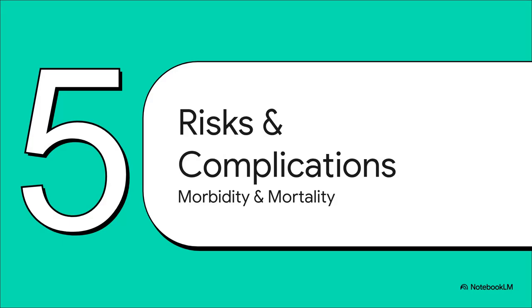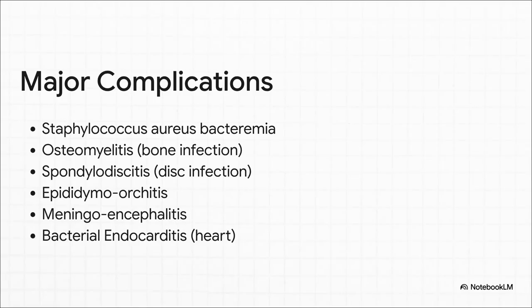But even with the absolute best prevention, infections can still happen. And when they do, we need to understand just how serious the fallout can be, because the potential for significant morbidity and even mortality is very real. The real danger is when the infection breaks containment. If Staphylococcus aureus escapes into the bloodstream, it's like a spark that can start fires all over the body. This can lead to absolutely devastating complications, like osteomyelitis, that's an infection in the bone itself, spondylodiscitis, an infection of the disc space, or even far-flung problems like meningoencephalitis. But the one we fear most is bacterial endocarditis, an infection of the heart valves.